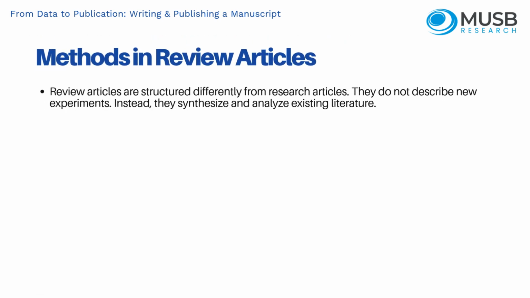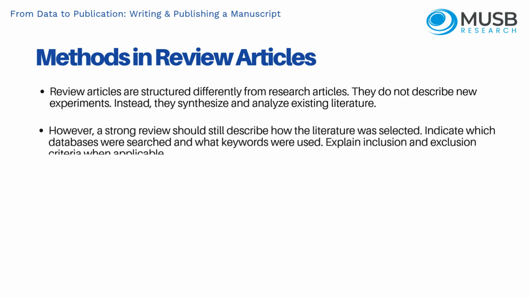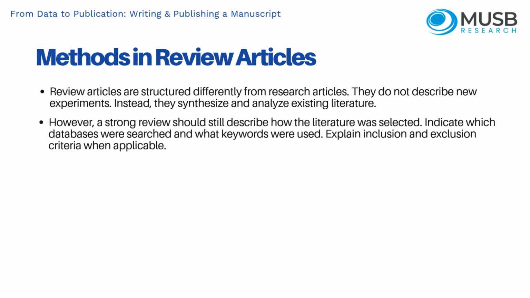Review articles are structured differently from research articles. They do not describe new experiments. Instead, they synthesize and analyze existing literature. However, a strong review should still describe how the literature was selected. Indicate which databases were searched and what keywords were used. Explain inclusion and exclusion criteria when applicable.